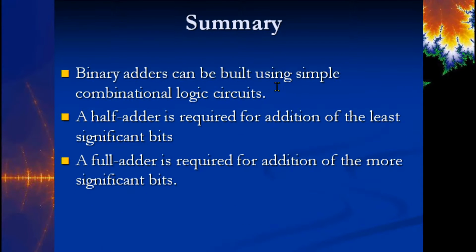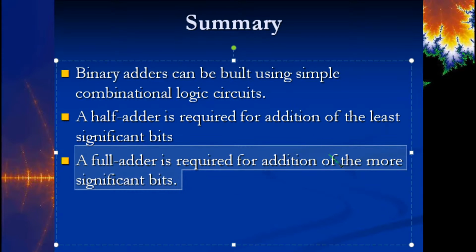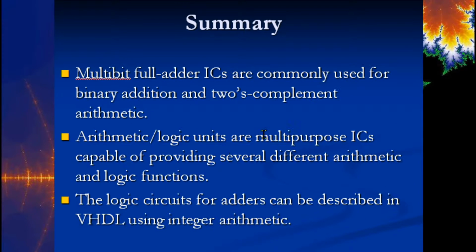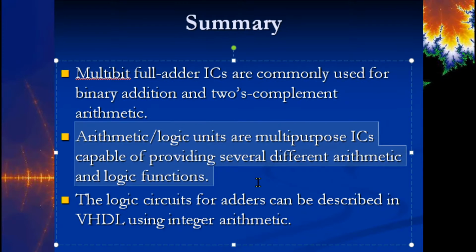So binary adders can be used building simple logic circuits, combinational logic circuits like we know. You can also use IC chips. And it says a half adder is required for addition of the least significant bits, and then a full adder is required for all of the more significant bits. And arithmetic logic units are multi-purpose ICs capable of providing several different arithmetic and logic functions depending on how you have the mode set. Okay.